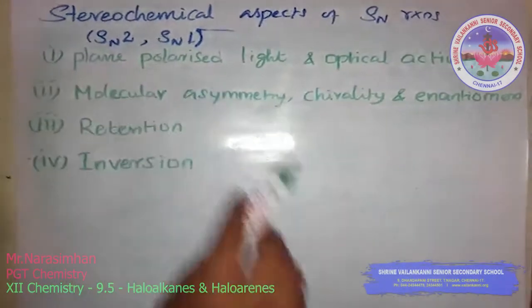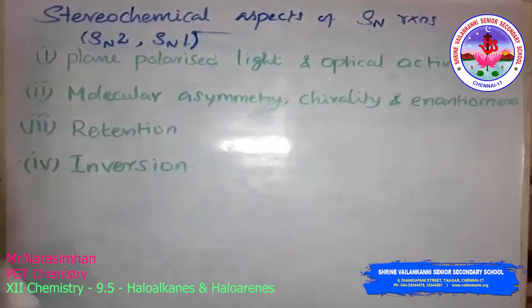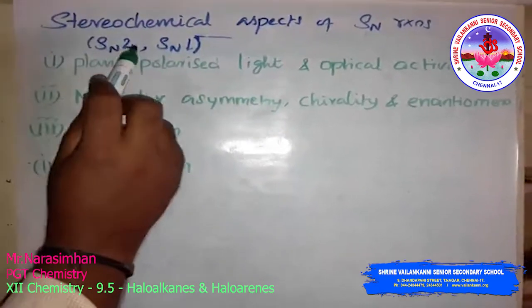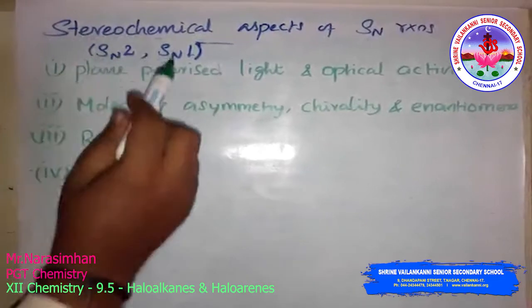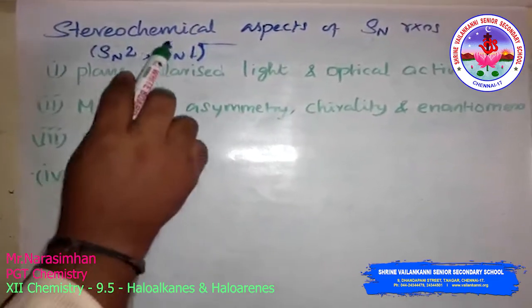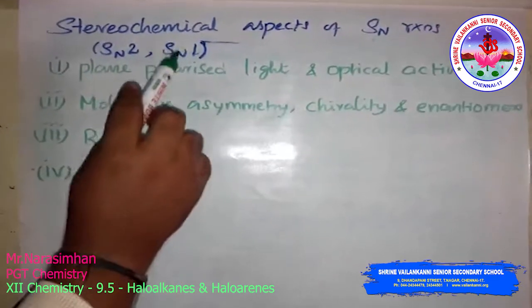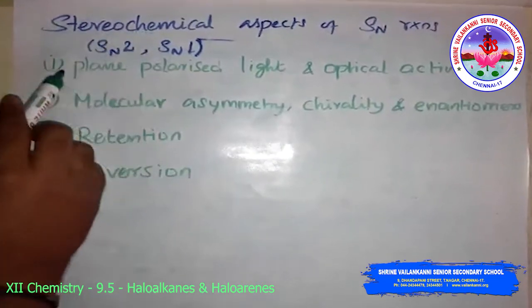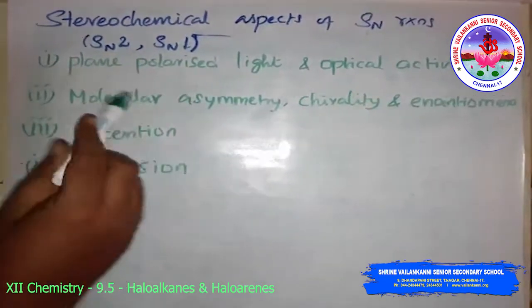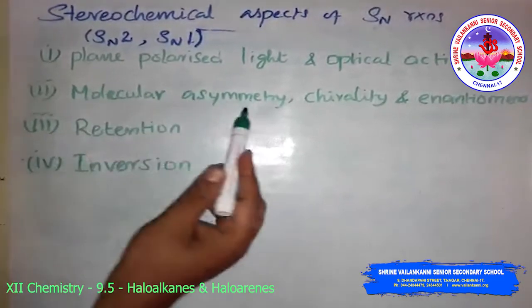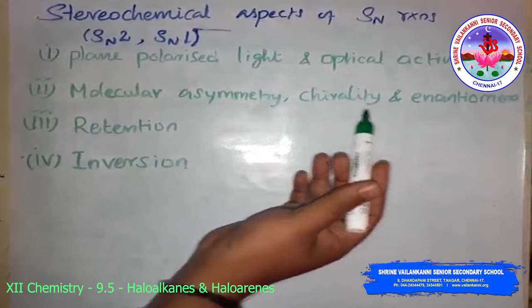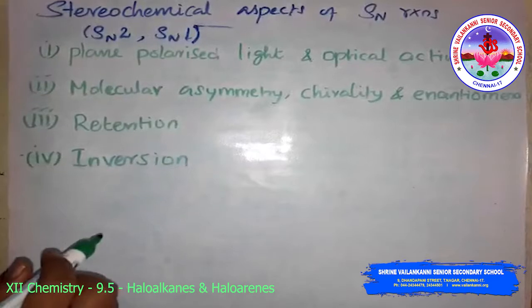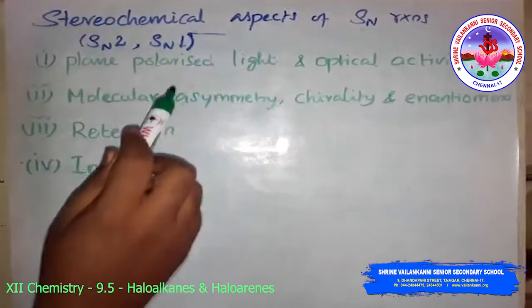The next topic is stereochemical aspects of nucleophilic substitution reactions. Here, the bimolecular substitution reaction, SN2, proceeds with complete stereochemical inversion, while the SN1 reaction proceeds with racemization. We will discuss these concepts: plane polarized light and optical activity, molecular asymmetry, chirality and enantiomer. The third one is retention and the fourth one is inversion.